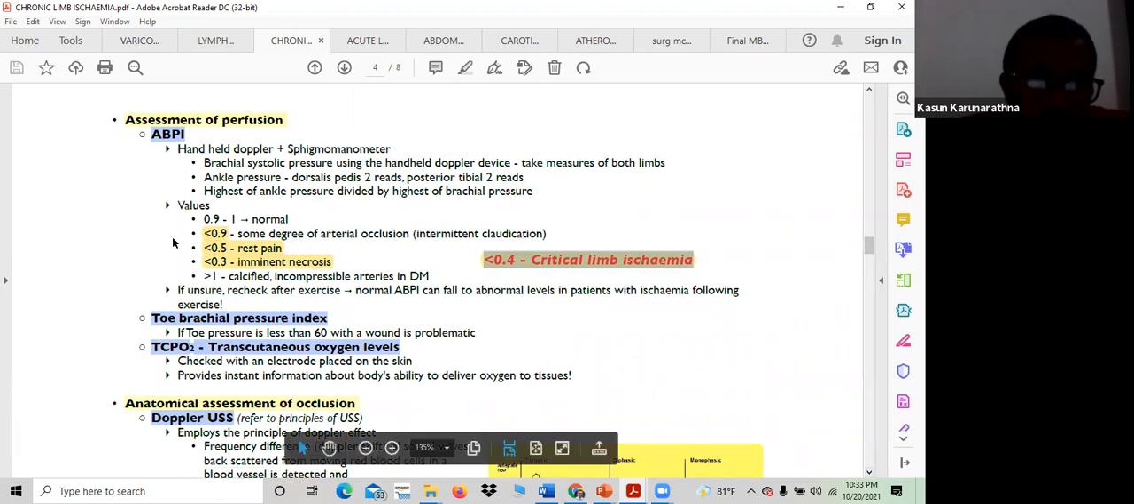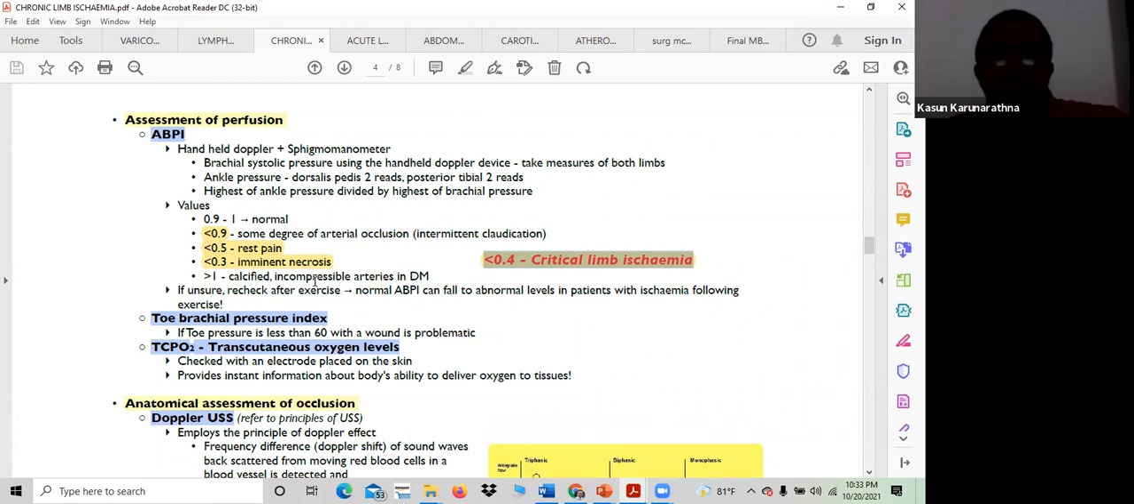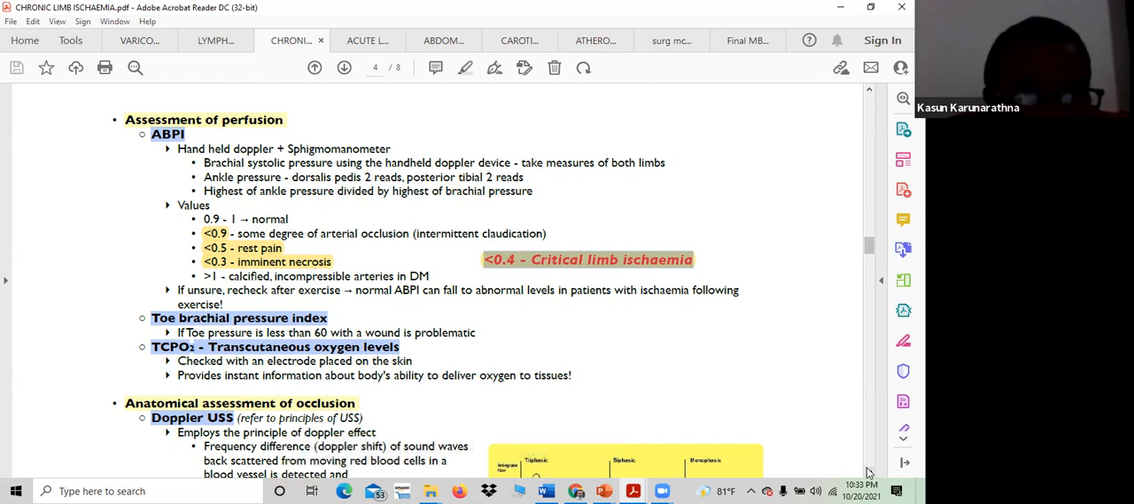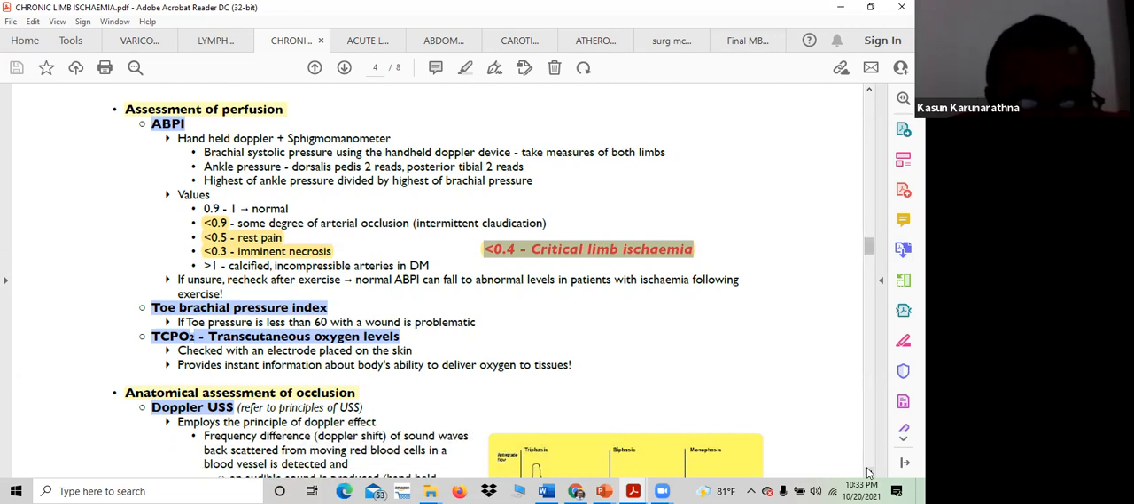These are the ABPI values: 0.91 is normal, less than 0.9 means some degree of arterial occlusion, less than 0.5 means rest pain, less than 0.3 means tissue necrosis, and more than 1 means calcified, incompressible arteries. Then measure the toe brachial pressure index if you can't measure the ankle pressure due to arteriosclerosis, right?